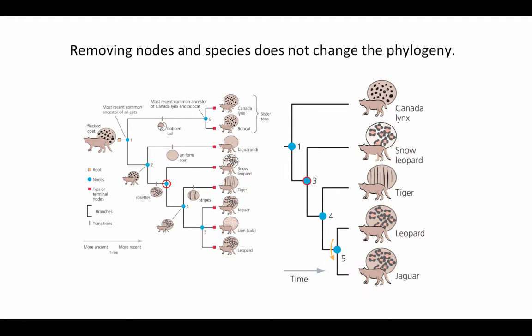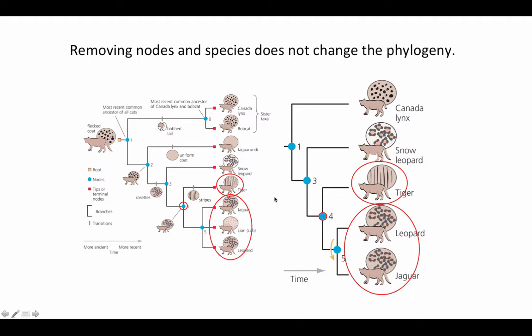So going to node 3, on the right, that separates snow leopard from tiger, leopard, and jaguar. And on the one on the left, again, it separates snow leopard from tiger, leopard, and jaguar. Node 4 separates tiger from leopard and jaguar on the right and also on the left. So we can see that these are completely equivalent phylogenies with some species removed and one node rotated.